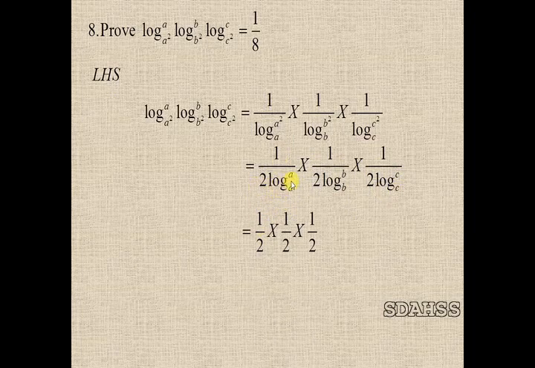We know that log a base a, its value is 1. Here also 1, here also 1. So 1 by 2 into 1 by 2 into 1 by 2, multiply the numerator. The numerator becomes 1. Multiply the denominator separately. So you have 8, which is equal to 1 by 8. That is equal to RHS.